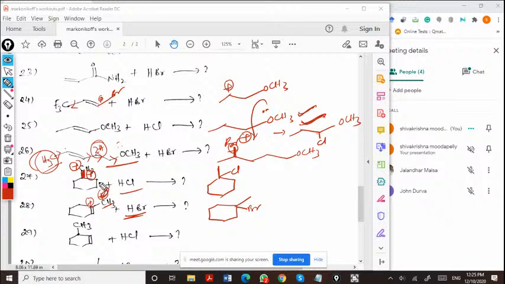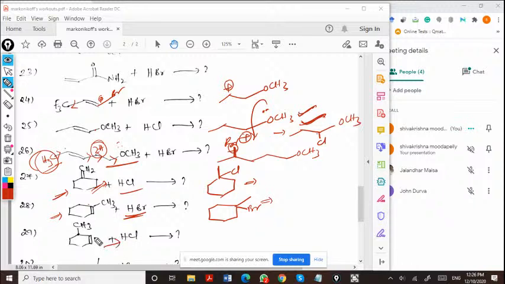Look at this. Even if the starting material is different in these two, the kind of addition and the kind of products are the same. So it just depends on the stability of the carbocation, not on how the starting material is or what the starting material could be.